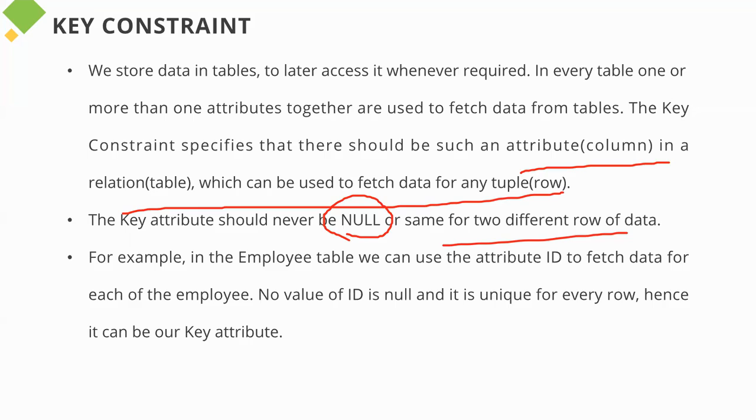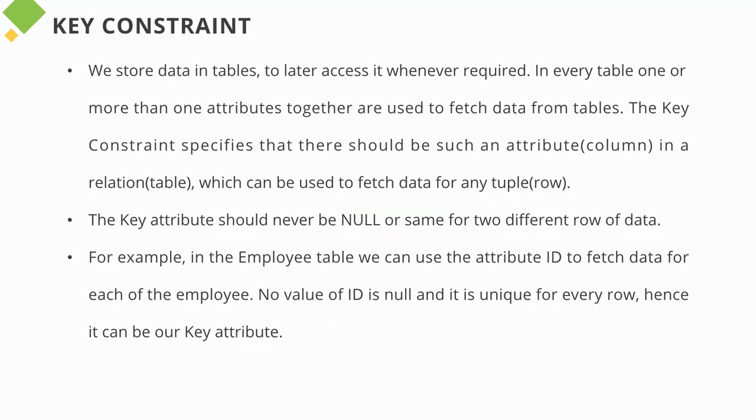For example, in the employee table, the ID should not be null. If the ID is null, then there's no employee with a null ID. And it should be unique for each and every employee. So we call this employee ID our key attribute, the same kind of primary key. You can also call it the primary key constraint or key constraint.